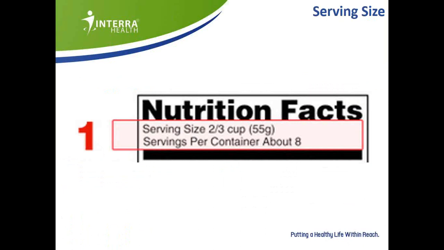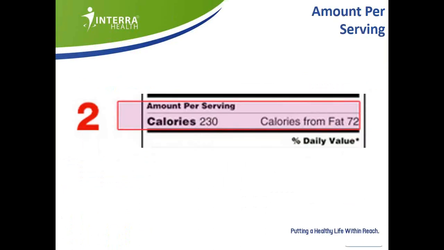Remember that the information on these panels is based on a 2,000 calorie a day diet. So you may need to do some math depending on how many calories you're currently consuming, your age, your gender, your activity level, and whether or not you want to lose weight, gain weight, or maintain weight. So something to keep in mind.